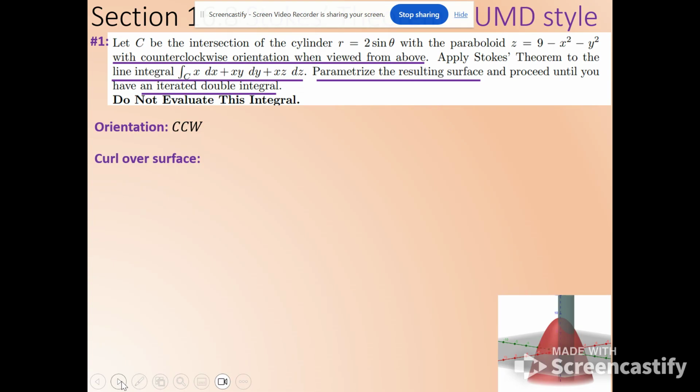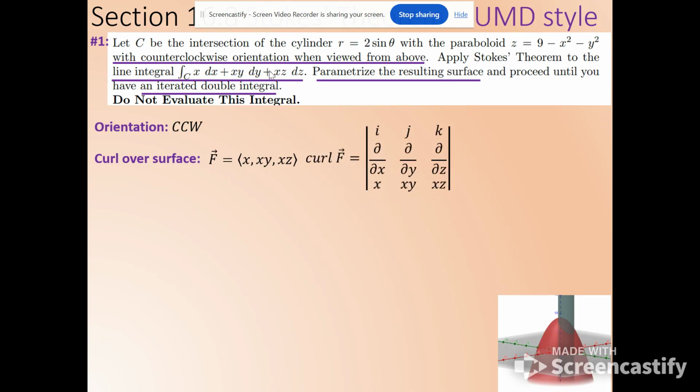So I can see in the line integral what my force field is, in the x, y, and z directions. So there's my force field. Set up my curl determinant. Take a moment, see what you get out of that. I got a nice one: 0, negative z, and y.